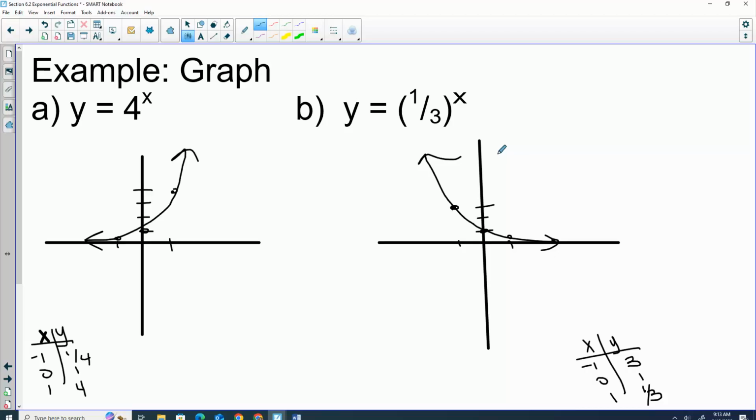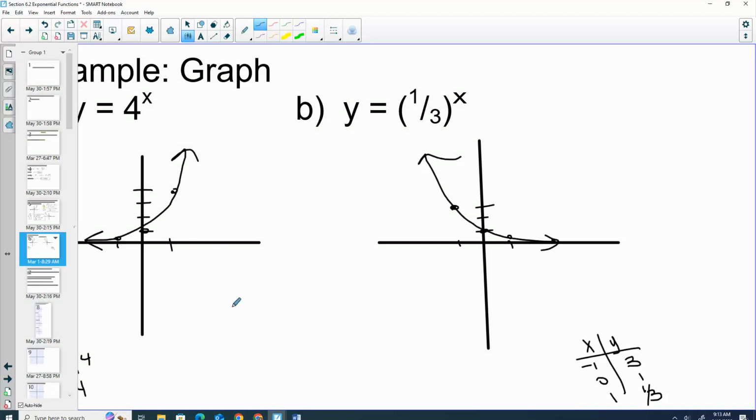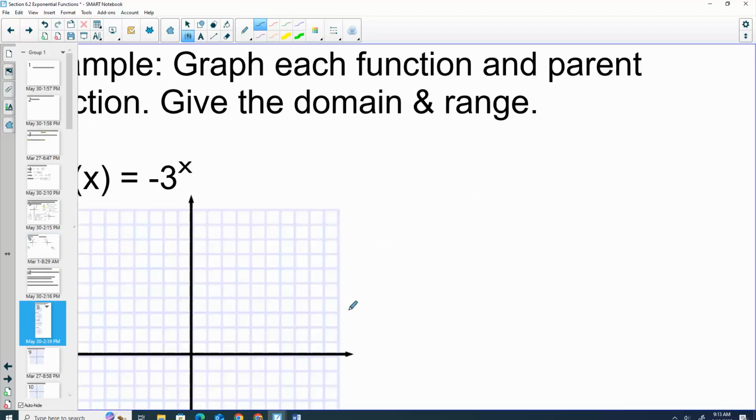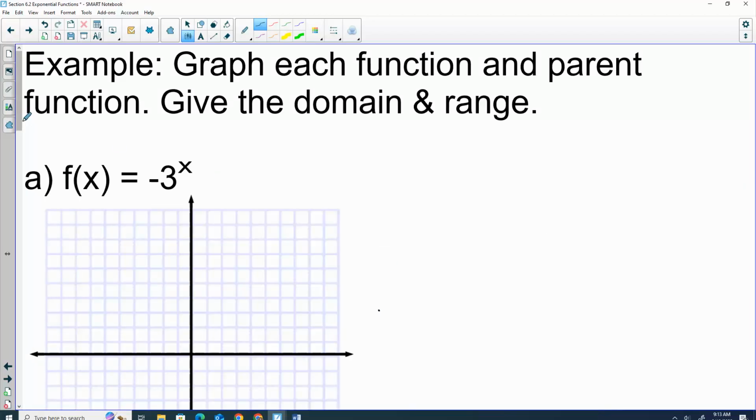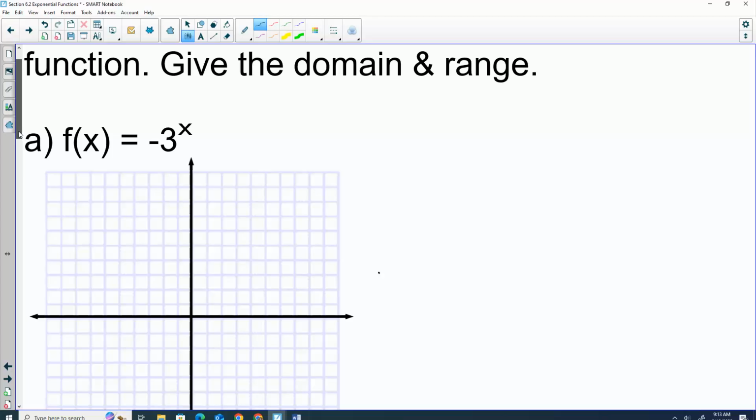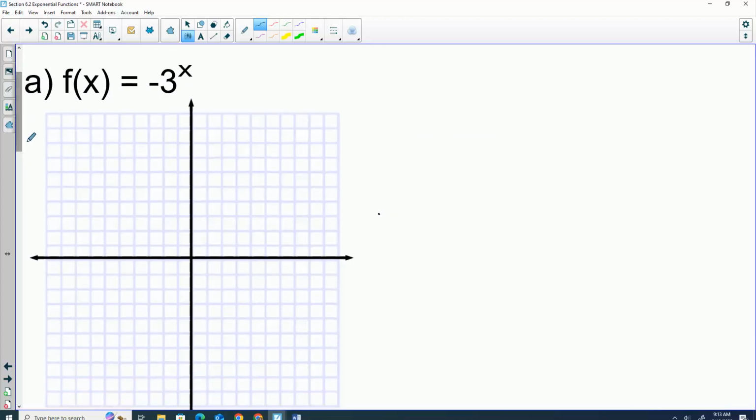What I want to do next is just talk about some transformations of these. So we'll do a few examples until you guys feel confident, and then I'm done, okay? So just looking at all the transformation rules that we've used in the past. All right, if I'm asking you to do it with transformations, I would ask that you graph the parent function and the final function.